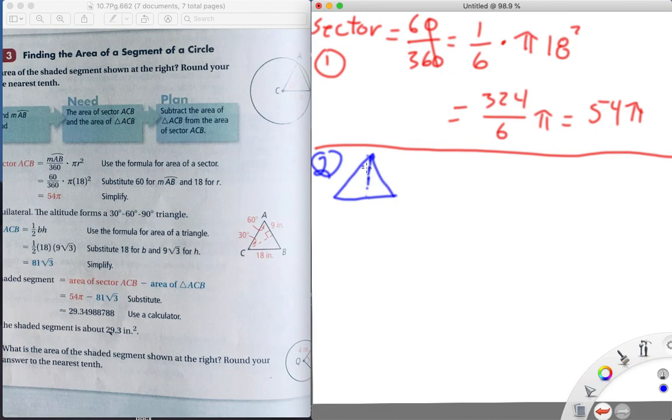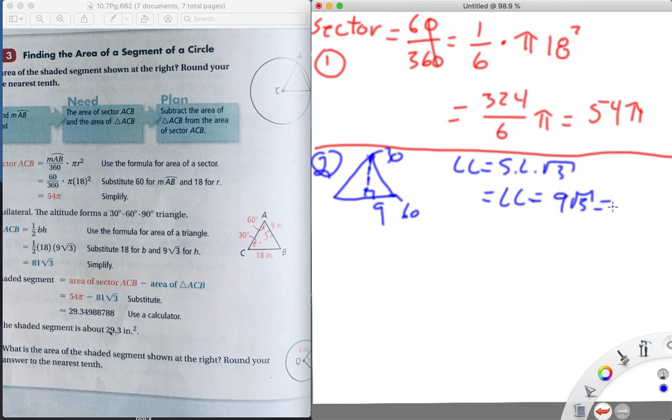Since a 60-degree angle has all three sides the same, I know that this is going to be 30. This is going to be half of that, so this is going to be 9. This is 60 degrees, and this is my 90 degrees. So this would be my long leg. I know from the 30-60-90 triangle equation that the long leg is equal to the short leg times the square root of 3. So that means my long leg is 9 square root of 3.